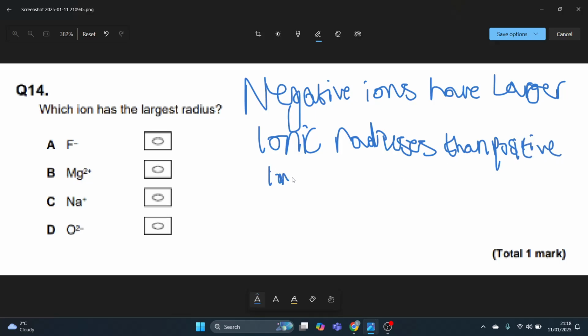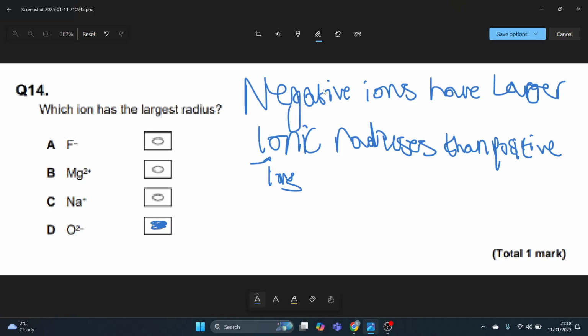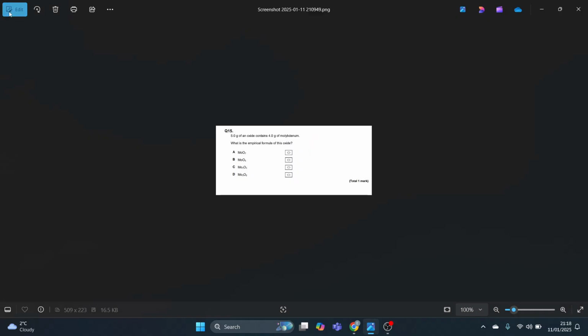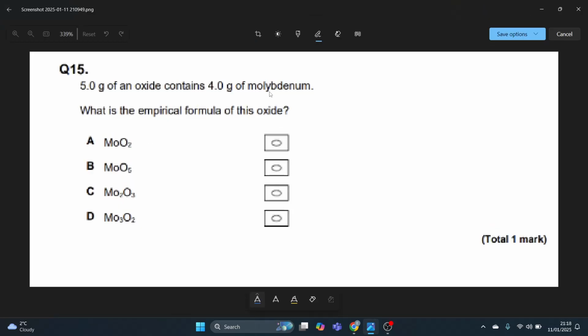So just by using that key fact, the answer is going to be D, because that's the most negative ion, and the answer is D. And therefore, using this key fact, positive ions have small ionic radii, but we were looking for the largest ionic radius. Question 15. 5 grams of an oxide contains this much molybdenum. What is the empirical formula of the oxide?